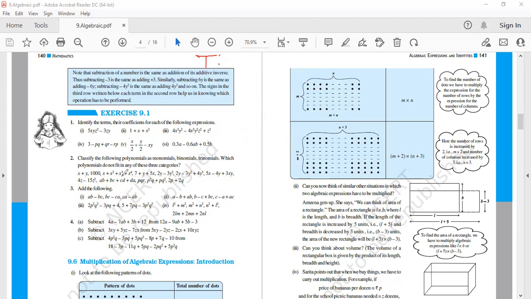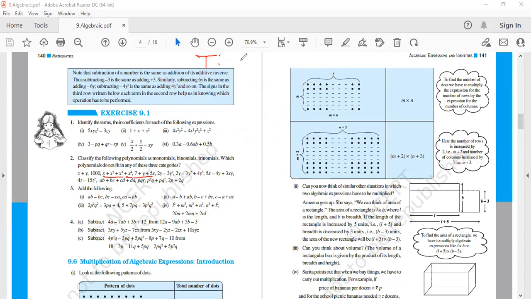Trinomial, which of the following expressions are trinomial? That is x plus x square plus x cube. This is one of the trinomials. No, this is not, because x power 4 is there. So this is not a trinomial.